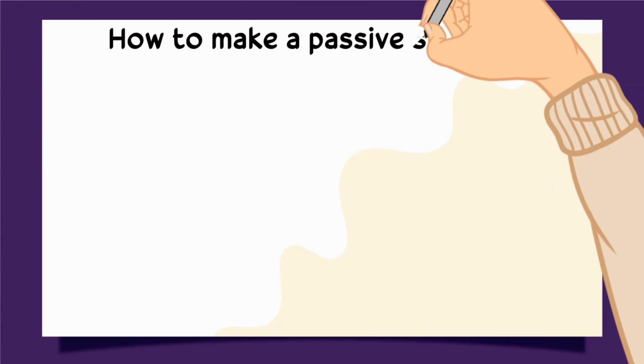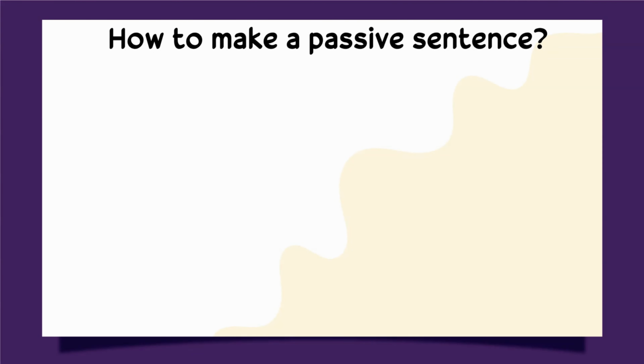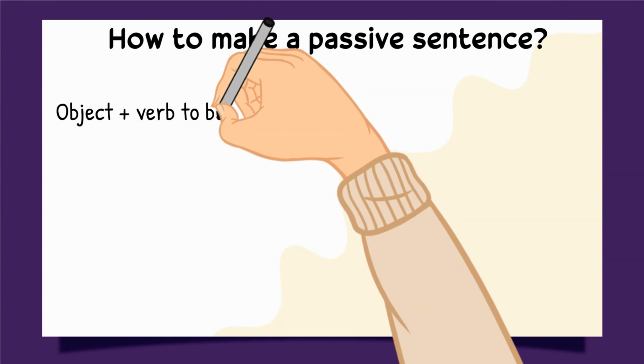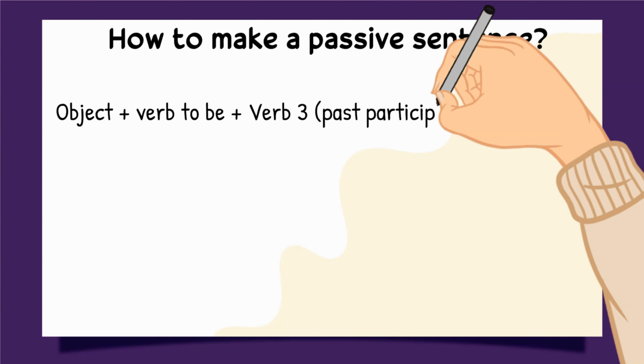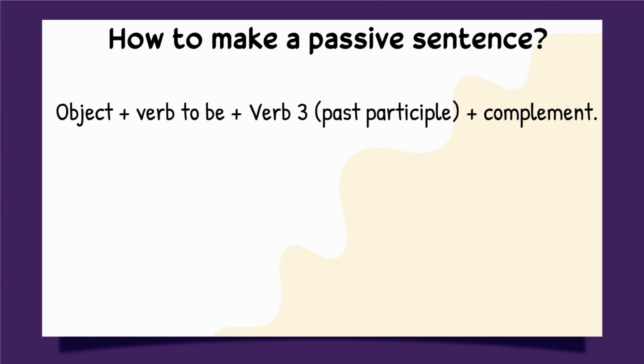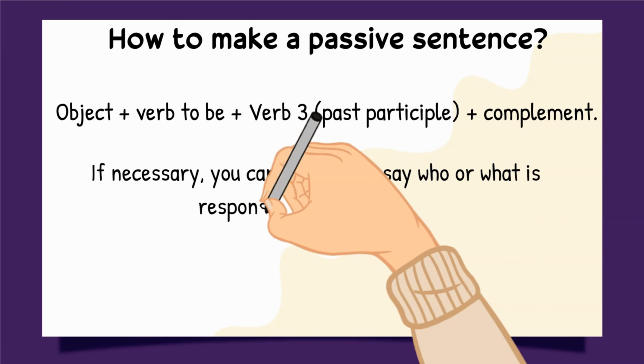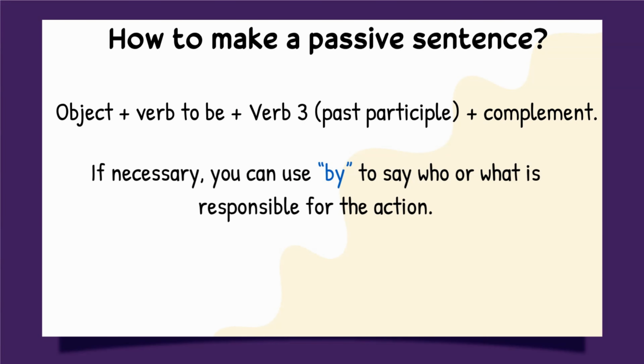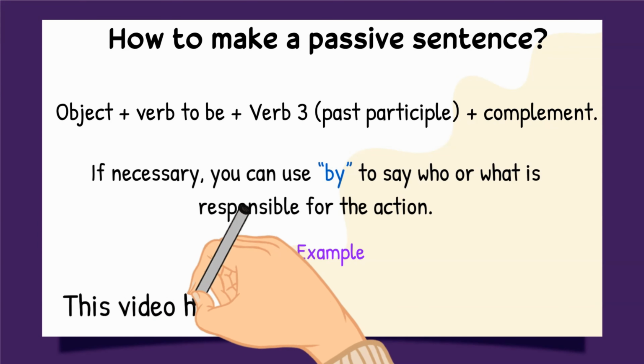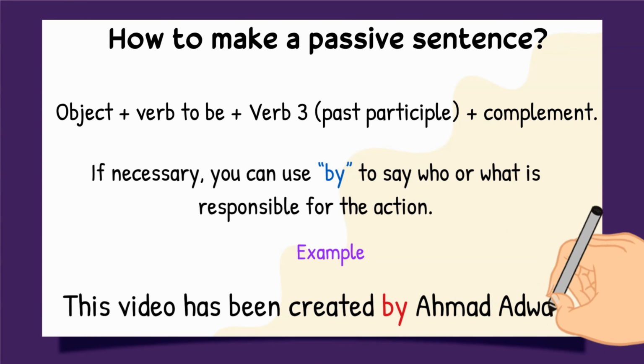How to make a passive sentence. Object plus verb to be plus verb 3, past participle plus complement. If necessary, you can use by to say who or what is responsible for the action. Example: this video has been created by Modal.